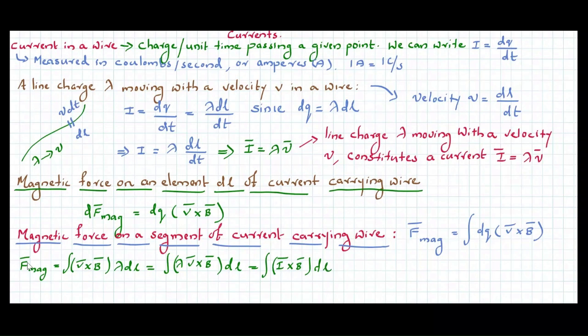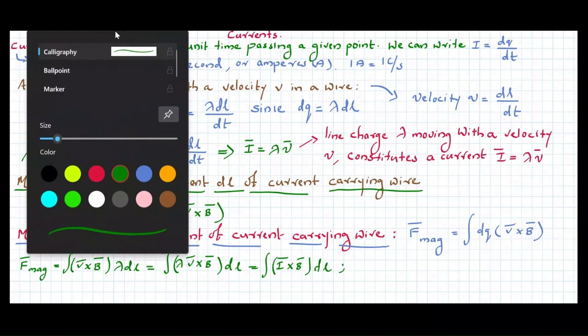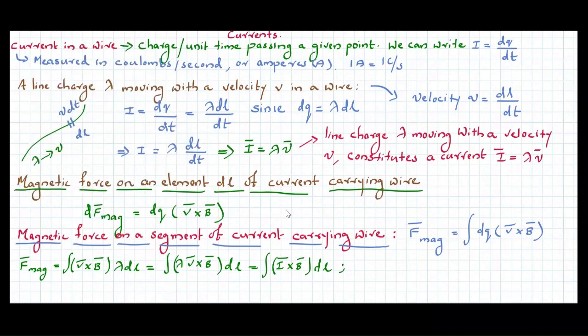We have seen that lambda into v is nothing but I. When a line charge lambda moves with velocity v, it constitutes a current I given by lambda v. Now substitute I as lambda v in the expression. Now you will get F mag equal to the integral of I cross B dl.